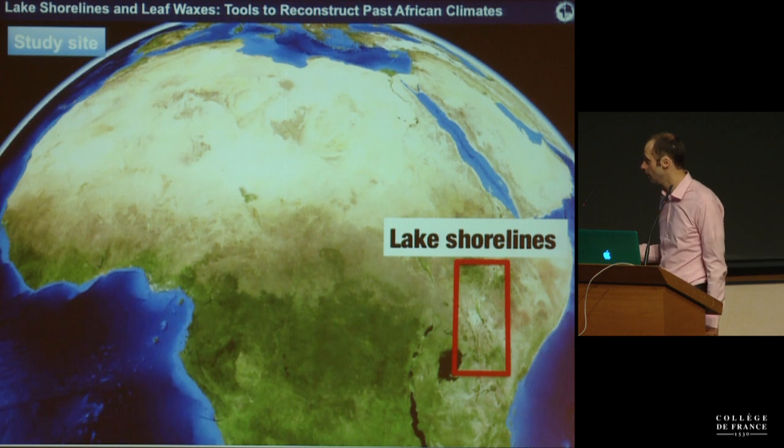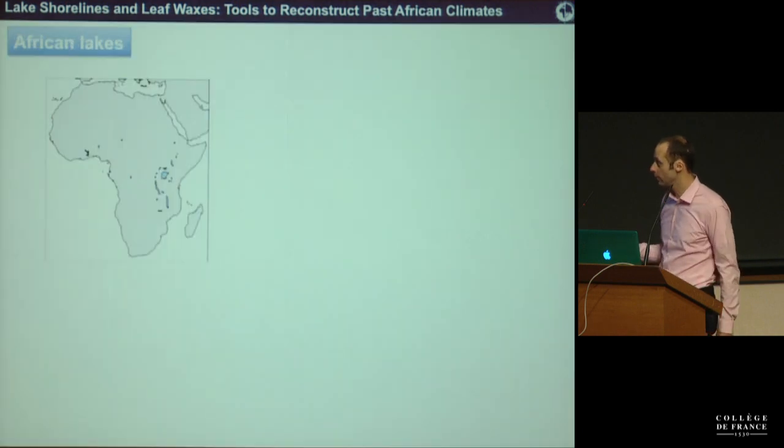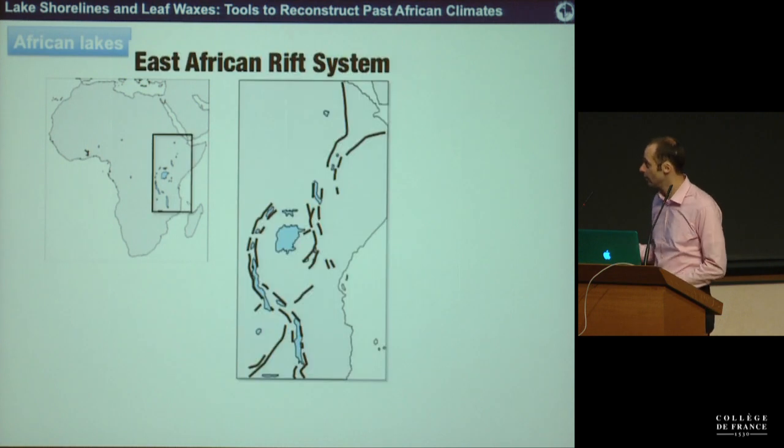So first, I will bring you to this region, which is the Kenya Rift. And I will show you some lake-level reconstruction using shorelines. When you look at the map of Africa, you can see that most of the large lakes are located in this region. This is East Africa, and this is due to the presence of the East African Rift System, which is here delineated by large border faults.